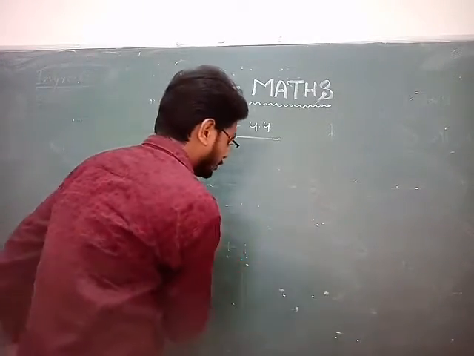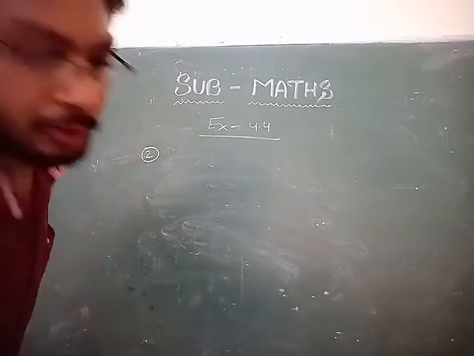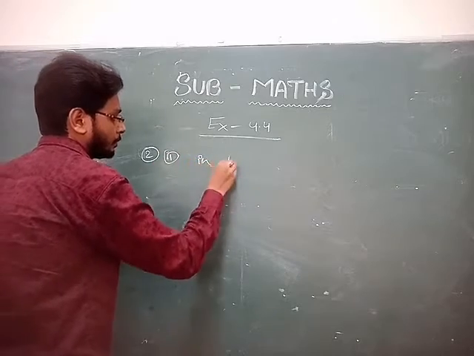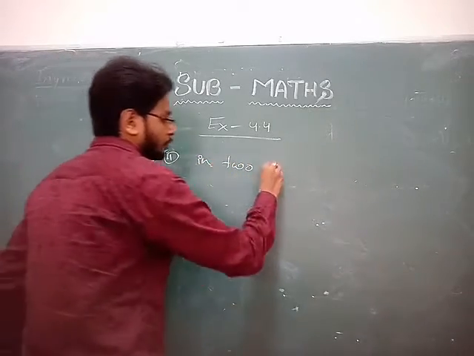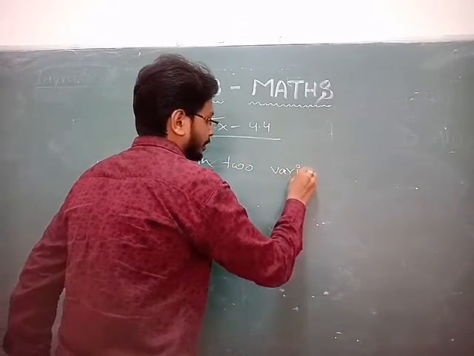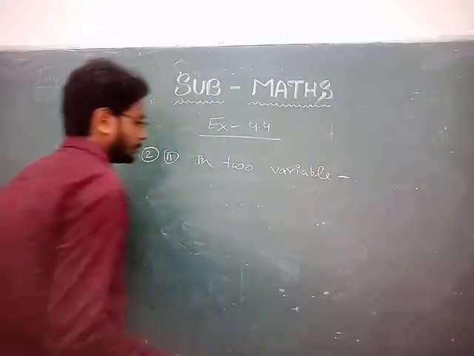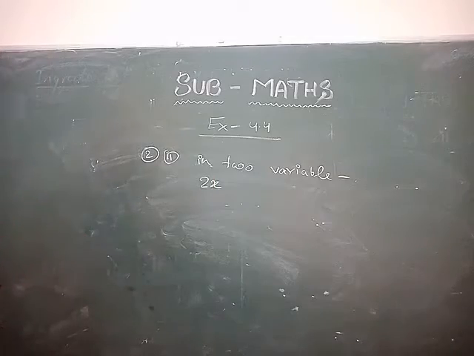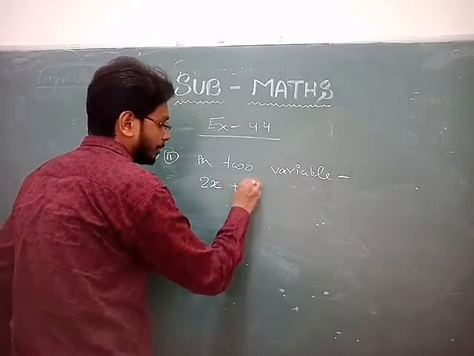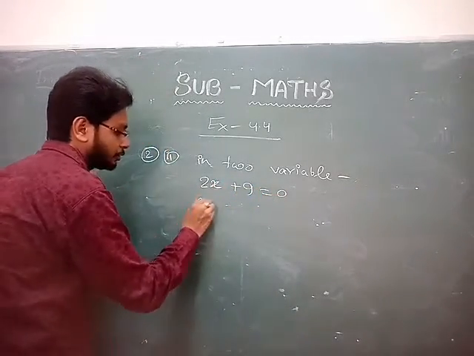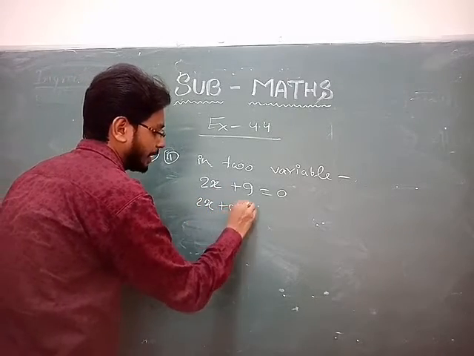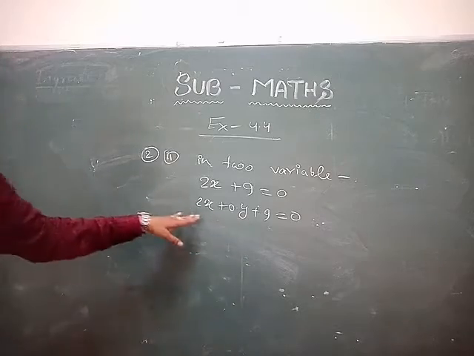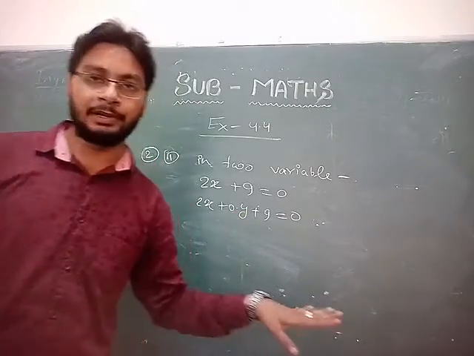So let's come on the second part of second question, that is in two variable. किसमें करना है बच्चों? In two variable में करना है. So देखिए, in two variable. So 2x plus 9 is equal to 0 है. इसको आप कैसे लिखेंगे? You will write 2x plus 0 into y plus 9 is equal to 0 like this. Now it is in the linear form of linear equation of two variable.